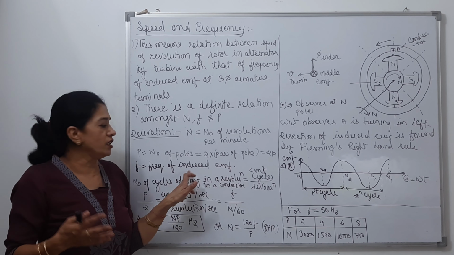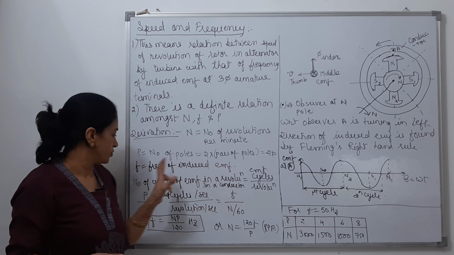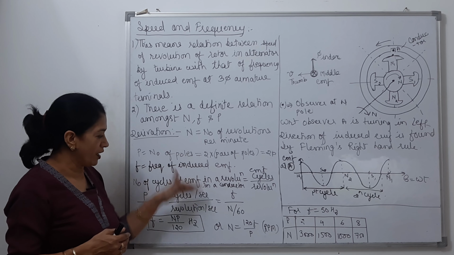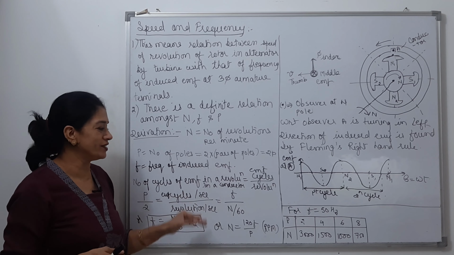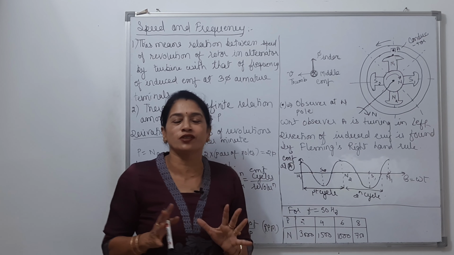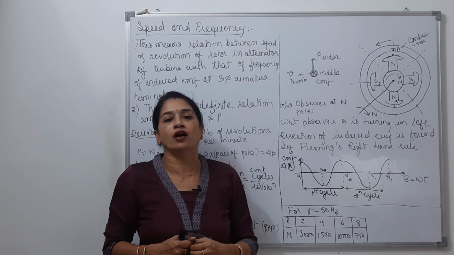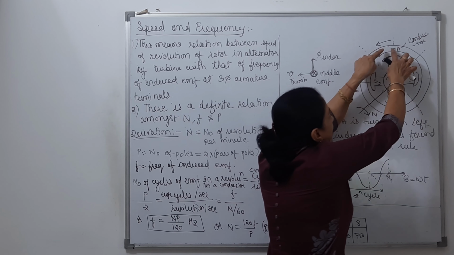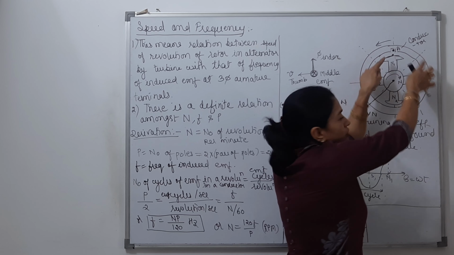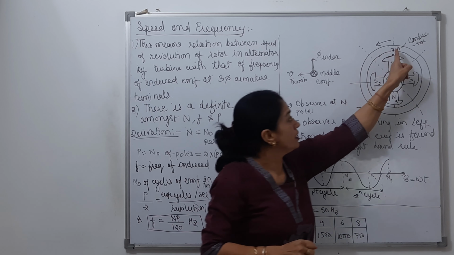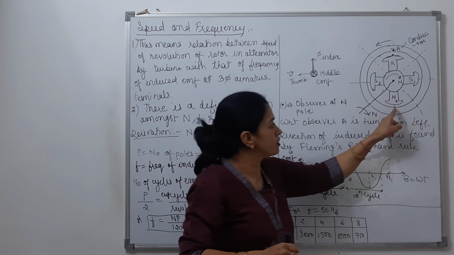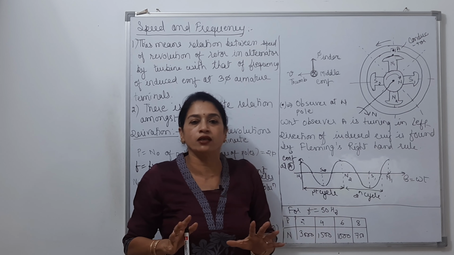This frequency is nothing but that of the induced EMF actually. So prior to explaining all these things, I want to explain how EMF is being induced in an individual armature conductor placed over the inner periphery of the stator. This is the inner periphery of the stator. Here the slots are being cut.